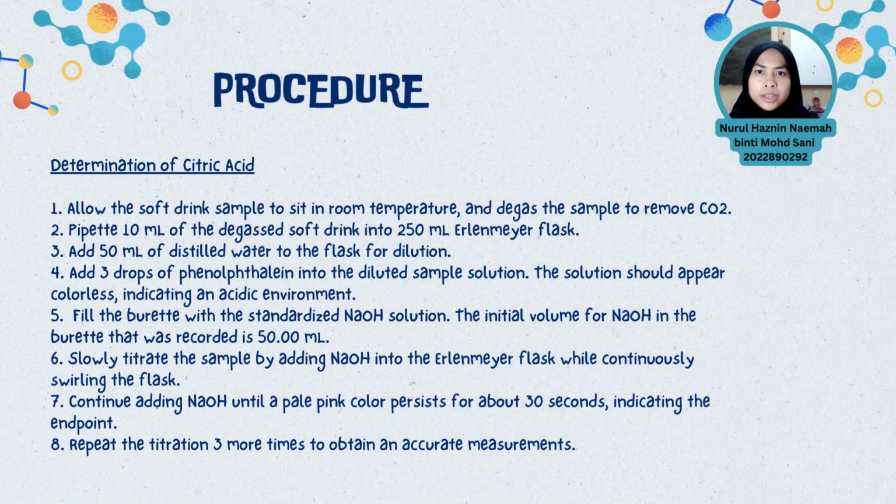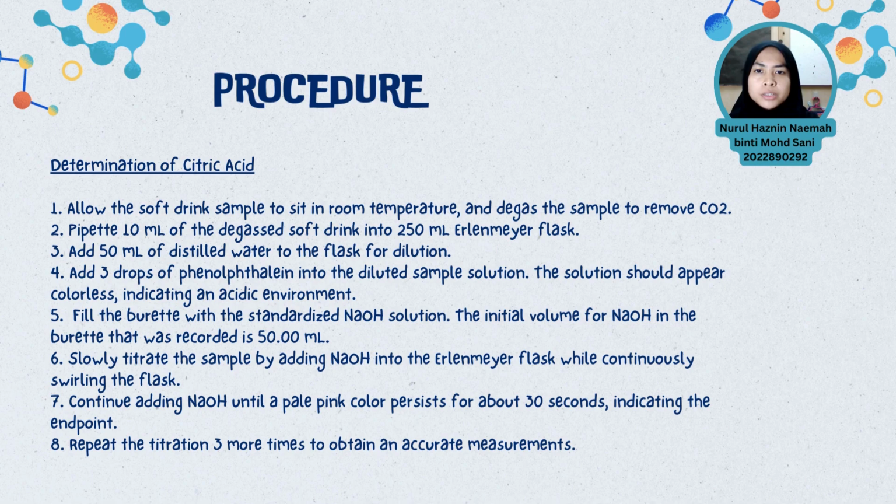Next, let's look at the procedure of determination of citric acid. Firstly, allow the soft drink sample to sit at room temperature and degas the sample to remove carbon dioxide. Then, pipette about 10 ml of the degassed soft drink into a 250 ml Erlenmeyer flask. Then, add 15 ml of distilled water to the flask for dilution. Next, add 3 drops of phenolphthalein into the diluted sample solution. The solution should appear colorless, indicating an acidic environment.